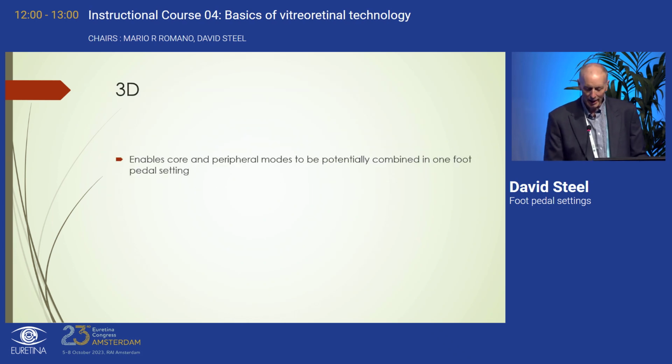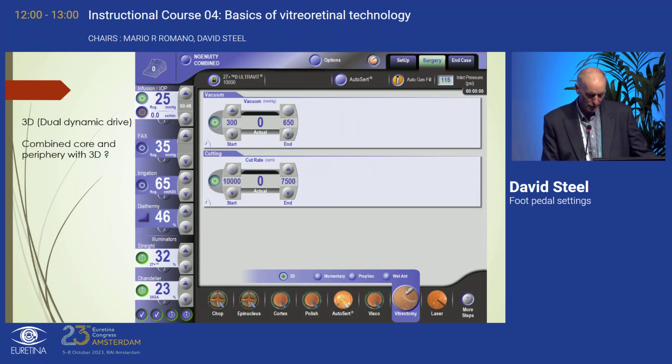Now 3D does a number of things, and it enables you, for example, to combine core and peripheral modes in one foot pedal setting. So to get 3D on the Constellation, for example, and you can get this on all the machines now, I believe, 3D settings. So you have to select 3D by whichever means that is on your particular machine. Then you usually get a screen like this.